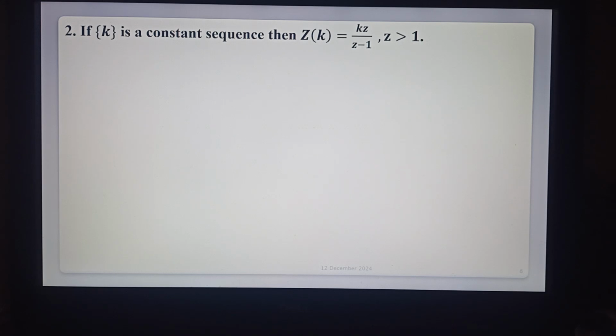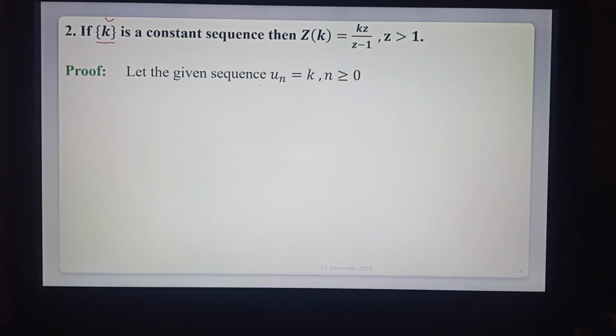So next one here: if the sequence k is a constant sequence, then the Z transform of k is equal to kz by z minus 1. Here k is a constant sequence. So how do we write the constant sequence k? That is k, k, k, k, and so on. That is called a constant sequence. Therefore the Z transform of a constant sequence is equal to this formula.